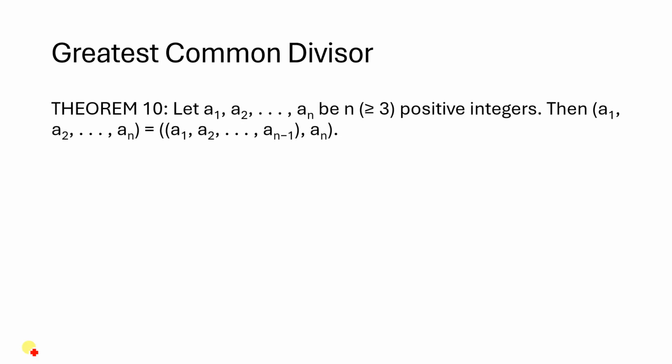Okay, so we have another theorem. Let a sub 1 up to a sub n, where n is greater than or equal to 3, be positive integers. Then the GCD of a sub 1 up to a sub n is equal to the GCD of the GCD of a sub 1 to a sub n minus 1 and a sub n.